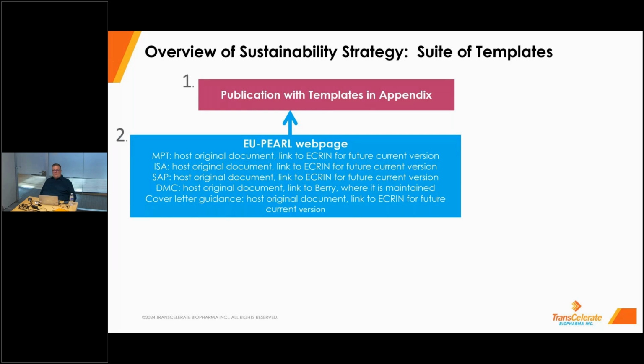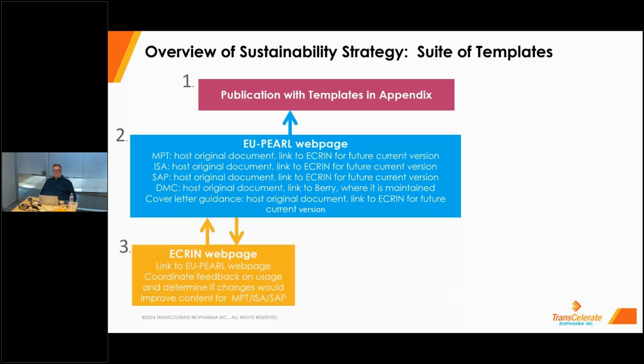The DMC template is hosted by Berry Consulting and maintained there as well. And the cover letter guidance, which is on the EU-PEARL website as its original document, and any future versions will be versioned on the ECRIN website. Next.